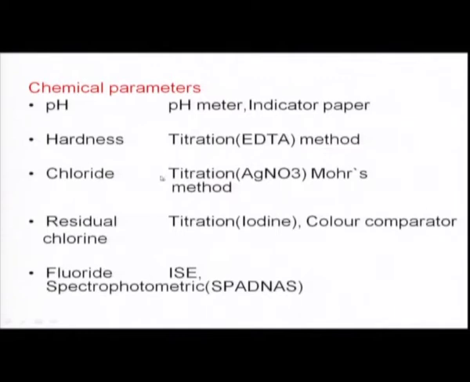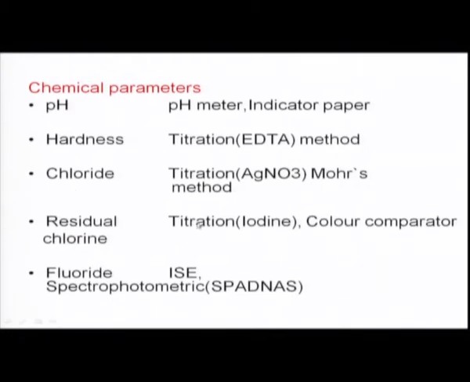Chloride again can be determined by titration using silver nitrate as a reagent. Here the method is called the Mohr method, and the indicator used is potassium chromate. Using potassium chromate, you can find out the chloride very easily.